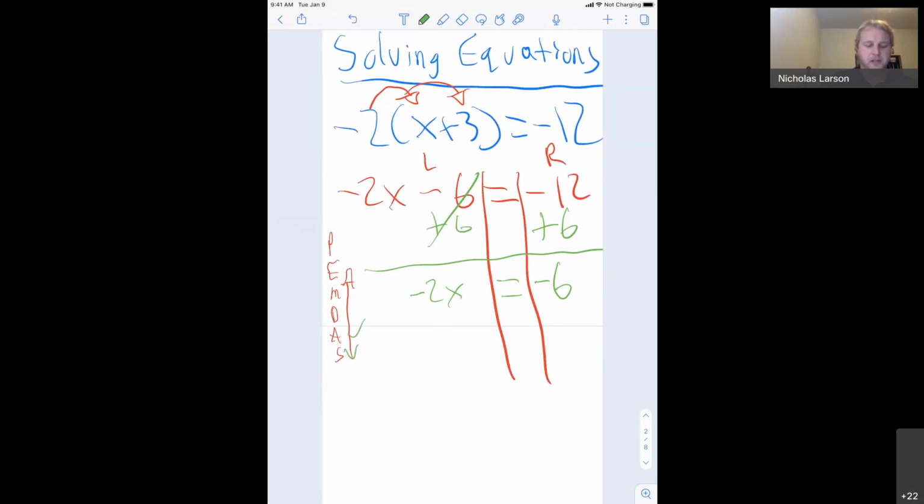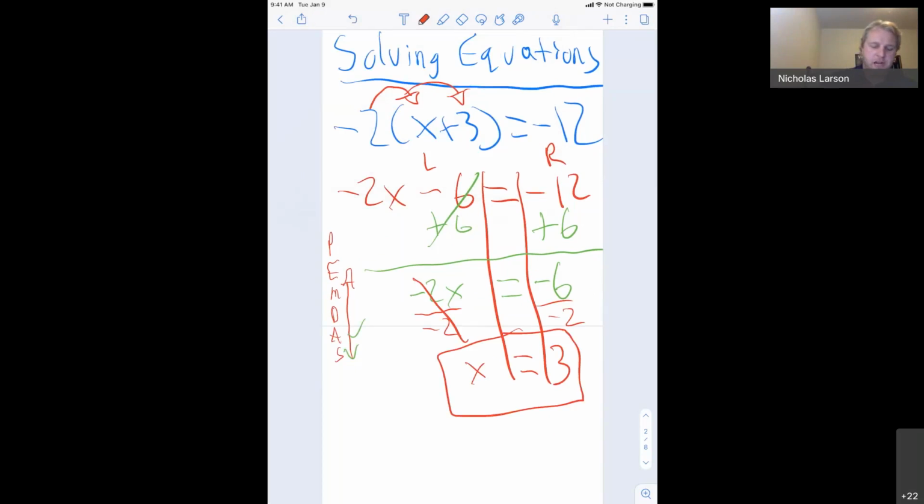Division and multiplication. This says -2 multiplied by x. The opposite of multiplying by 2 is dividing by 2. So I'm going to divide both sides by -2. So it cancels out. -6 divided by -2 is +3.